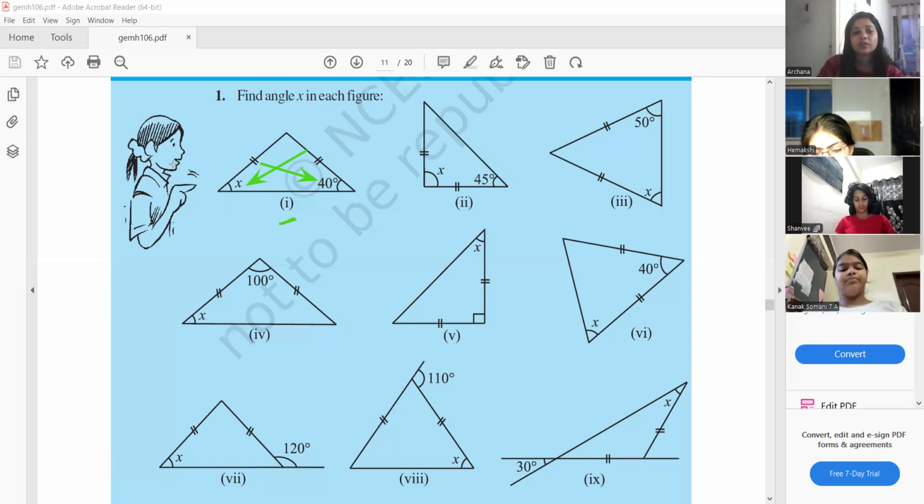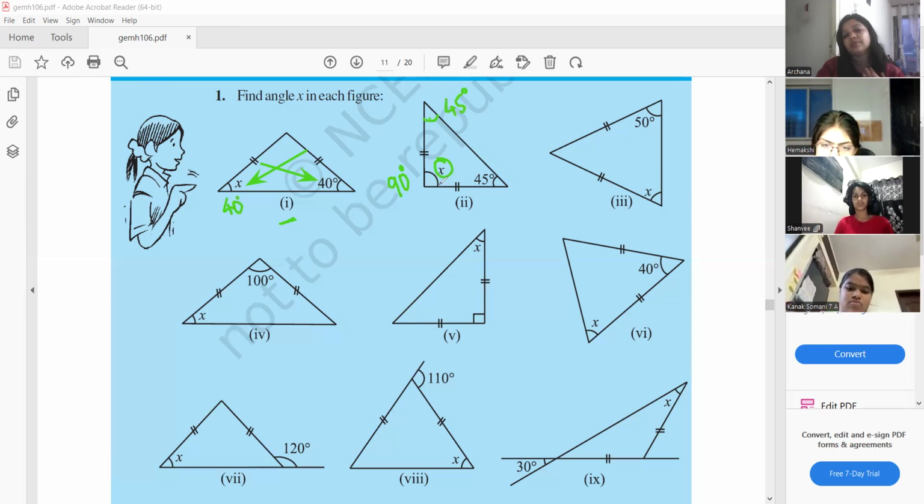So what will be the measure of x over here? 40. Okay. Shanvi, second one. Ma'am, I think the x should be 90. And the third one is what? 45. Now we will verify. Himakshi, she is saying this is 45, this is 90.